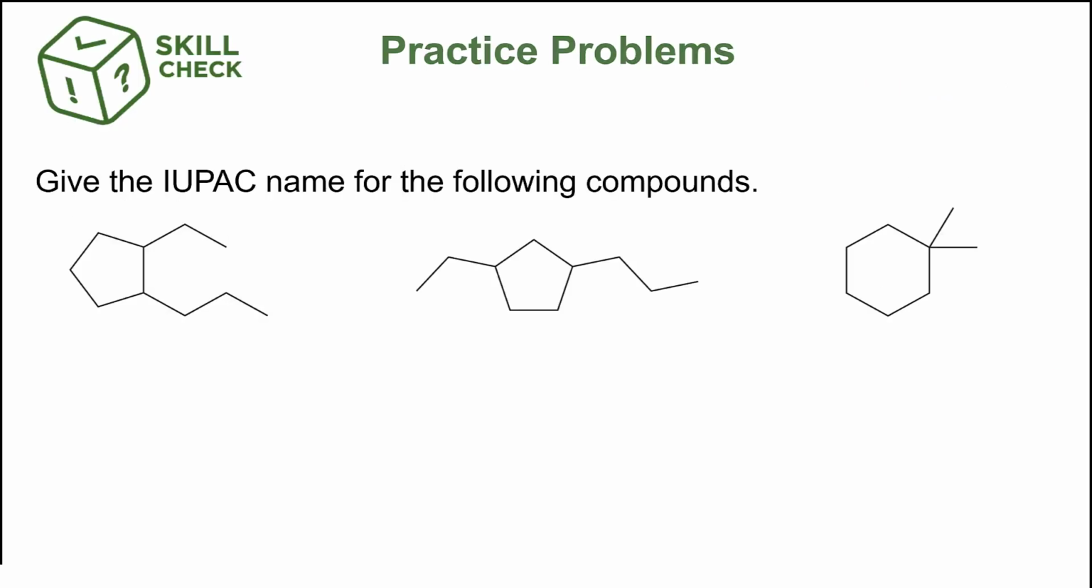Okay, here are a couple more practice problems. This group here is a propyl, with 3 carbons. This one has 2, so this is an ethyl. Ethyl comes before propyl, so I will number clockwise here. This is 1-ethyl, 2-propyl cyclopentane.